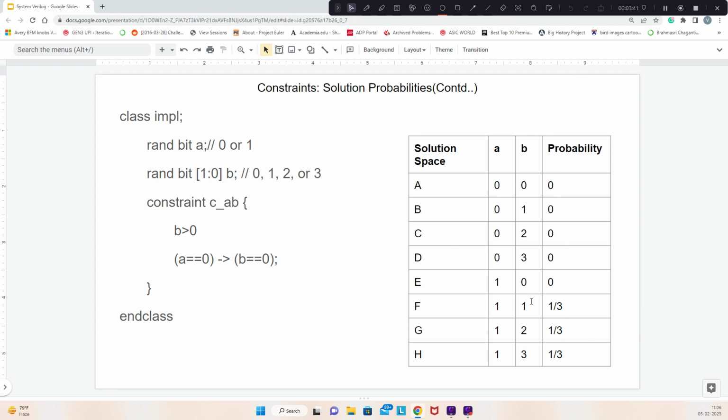So we will be left with only 3 values, 3 sets: 1 1, 1 2 and 1 3. So the probability of getting each set is 1 by 3, 1 by 3, 1 by 3.